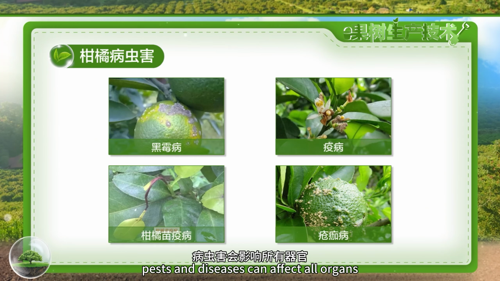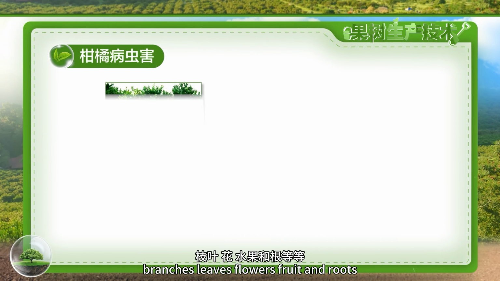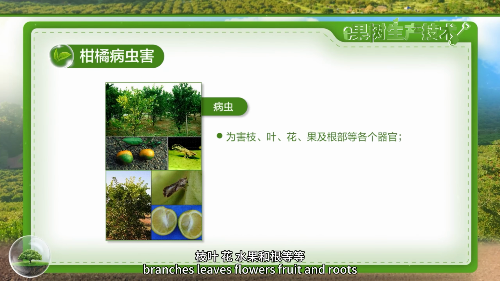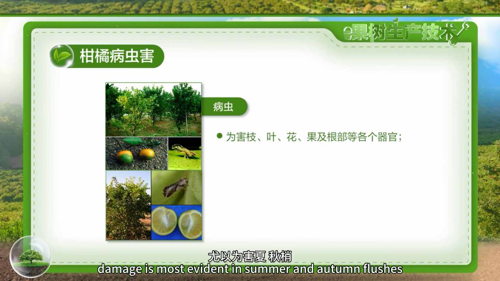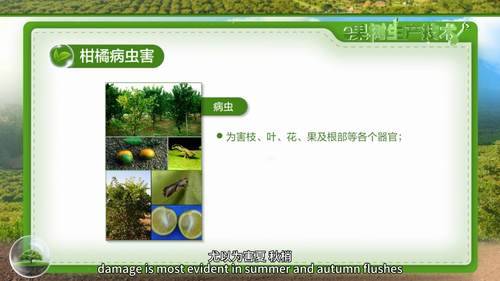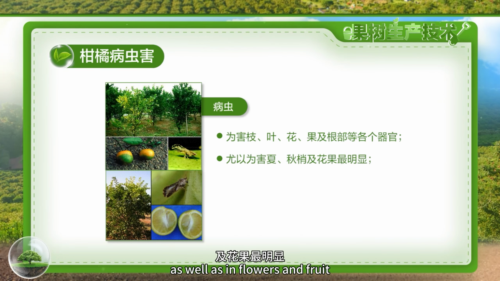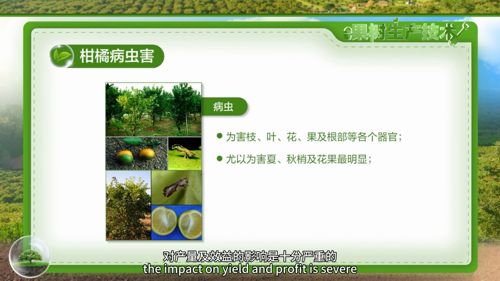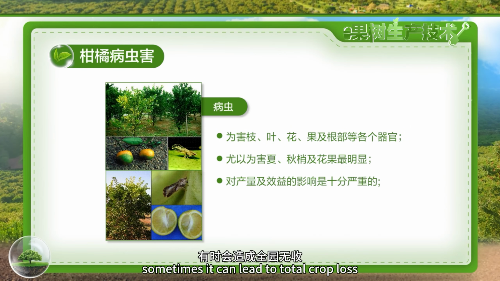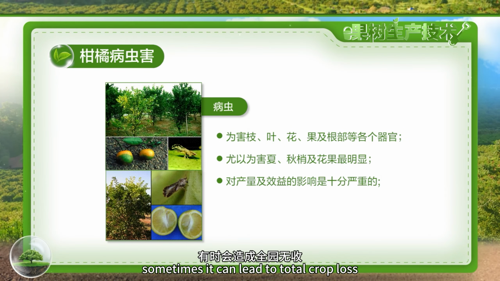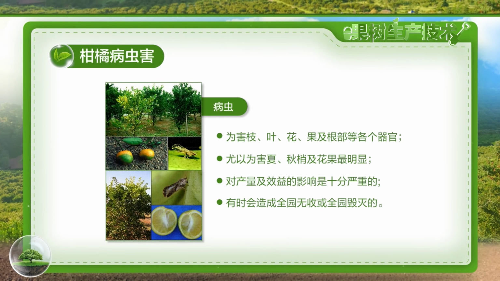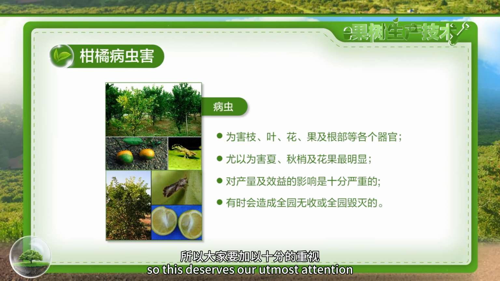Pests and diseases can affect all organs, branches, leaves, flowers, fruit, and roots. Damage is most evident in summer and autumn flushes, as well as in flowers and fruit. The impact on yield and profit is severe. Sometimes it can lead to total crop loss or complete orchard destruction. So, this deserves our utmost attention.